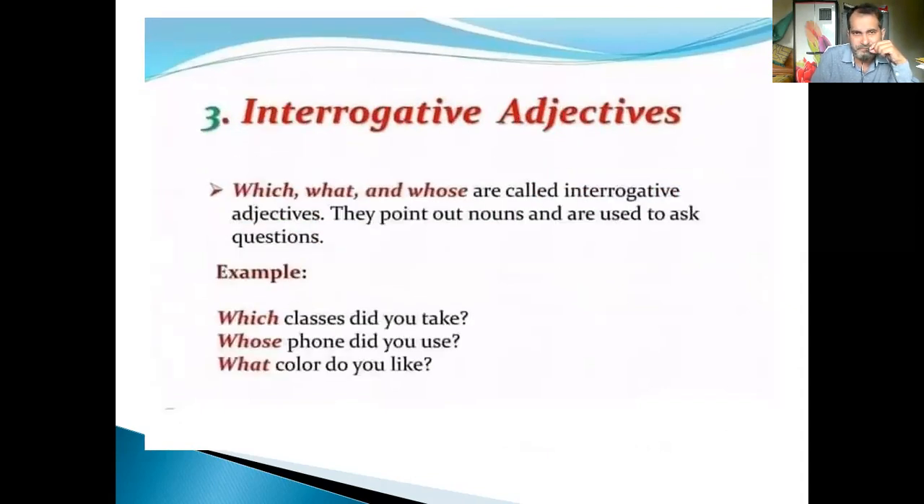Interrogative adjectives. Interrogative adjectives are formed from the words which we use to make interrogative sentences. For example, which, what, and whose. These are called interrogative adjectives. For example, look at these sentences. Which classes did you take? Whose phone did you use? What color do you like? So what refers to some color. Whose in this sentence refers to some specific phone. So that's why this becomes the interrogative adjective.